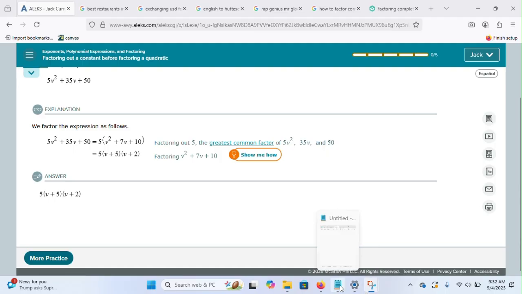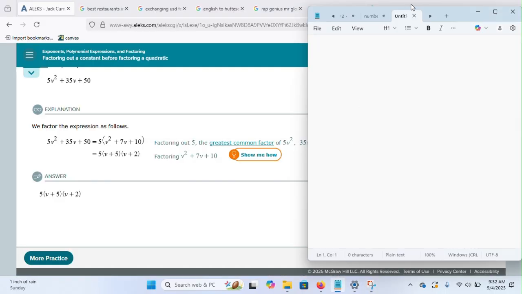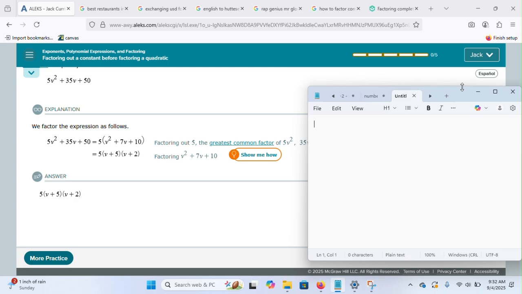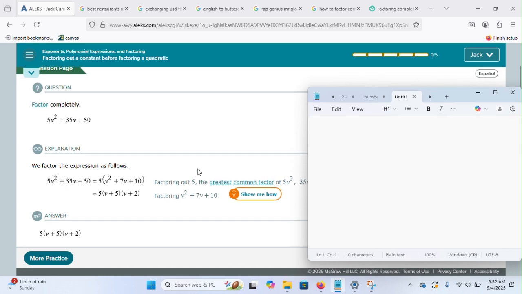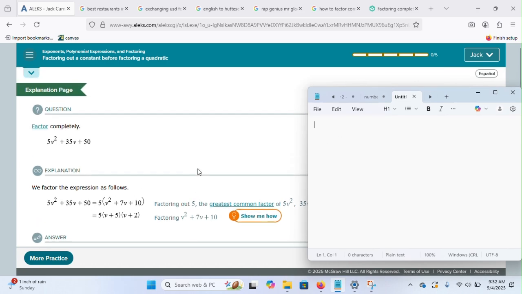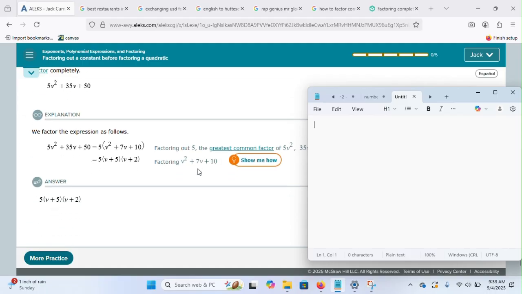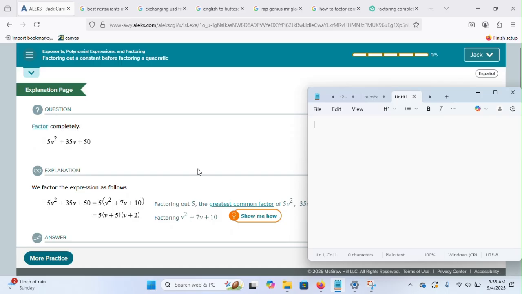All right, so let's open up our little handy dandy notepad here. So today we're going to be getting back into factoring. And this time we are going to be factoring a constant to form a quadratic, and then we're going to have to factor the quadratic itself.